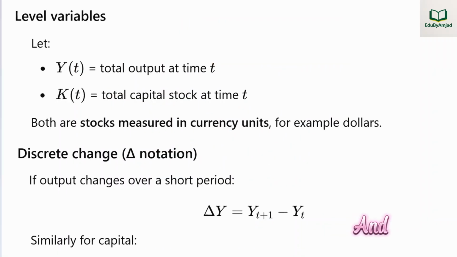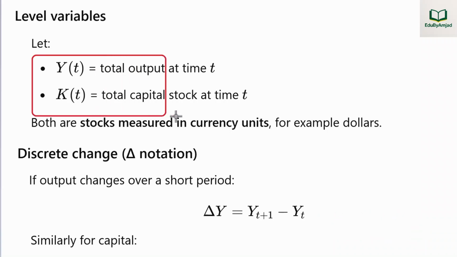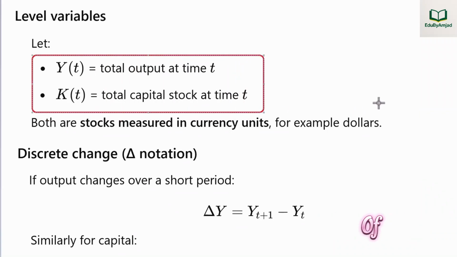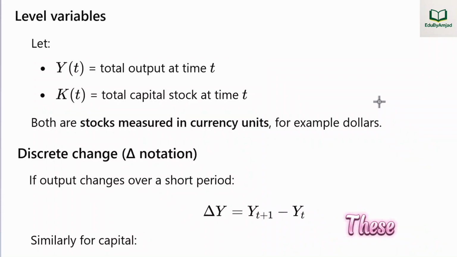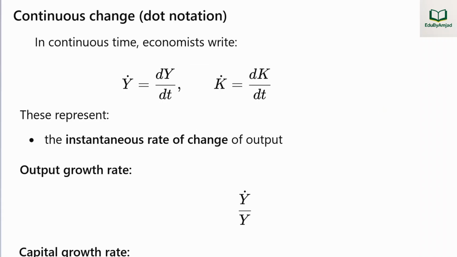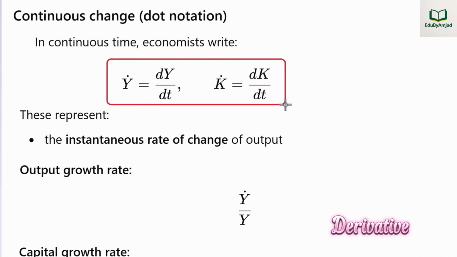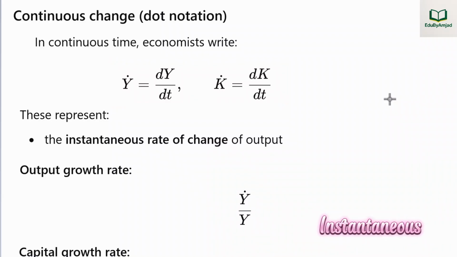Recall the key variables and parameters that form the building blocks of growth theory. Y of t and K of t denote total output and total capital stock of an economy at time t, both measured in units of currency. Both of these aggregate macroeconomic variables change over time. We write y dot to represent the derivative of output with respect to time, and k dot for the derivative of capital. These represent instantaneous rates of change of output and capital.